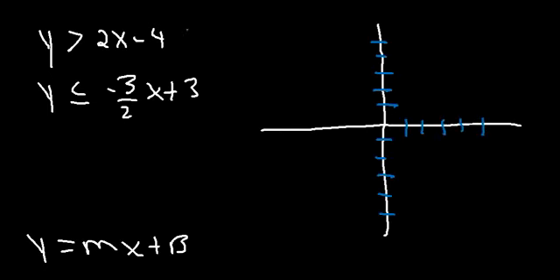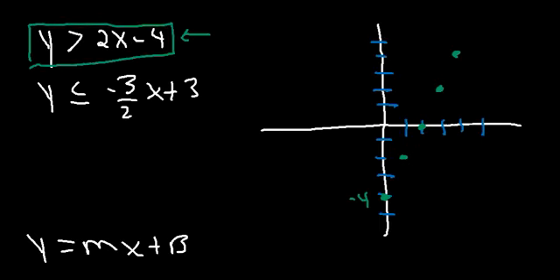So let's plot the first one. The y-intercept is negative 4, and the slope is 2. So every time we move 1 unit to the right, we're going to go up 2. 1 unit to the right, up 2. The slope is 2 over 1. And notice that y is greater than 2x minus 4, but not greater than or equal to. If it's just greater than, we need to use a dash line.